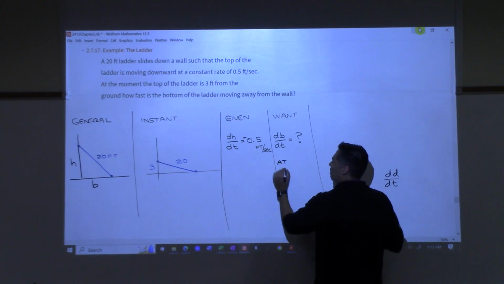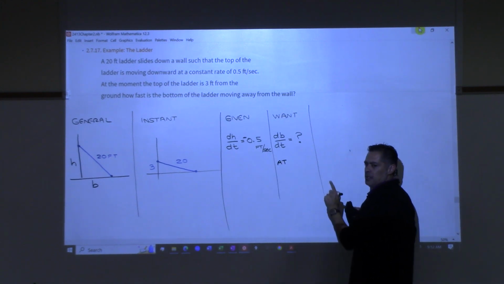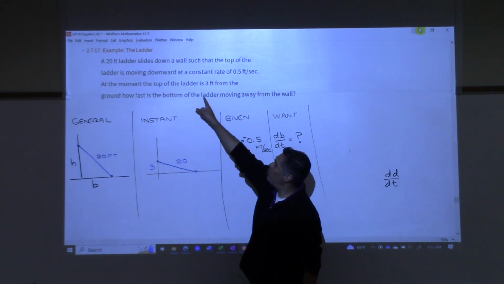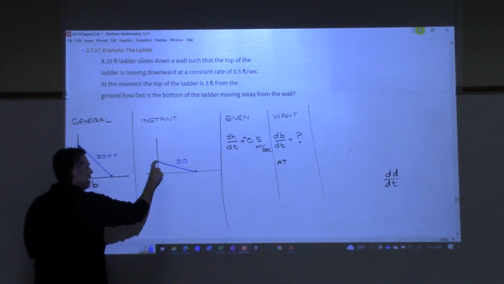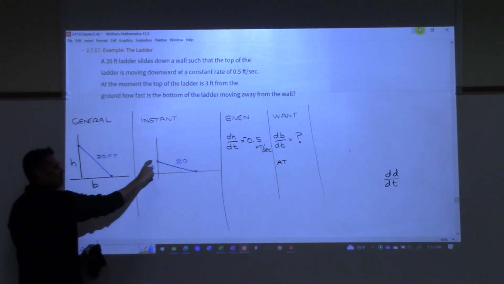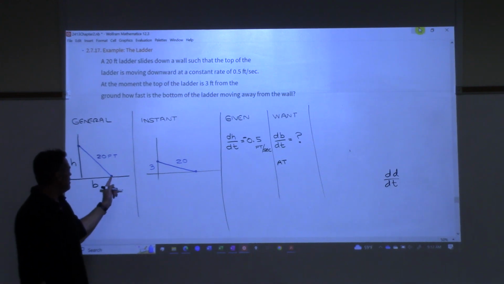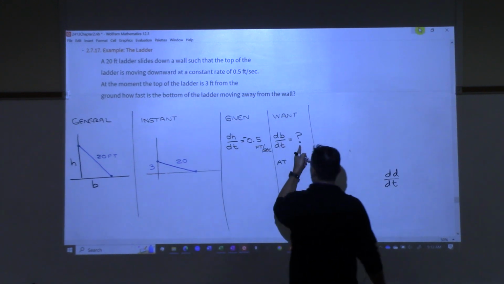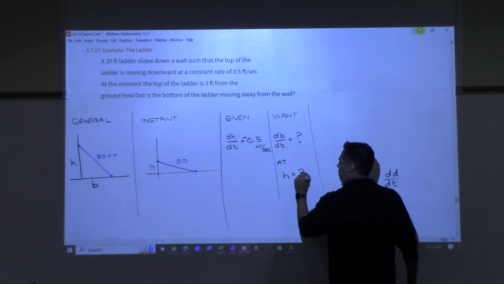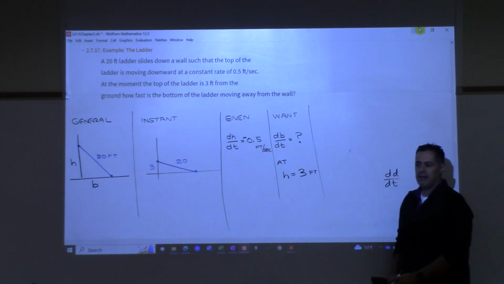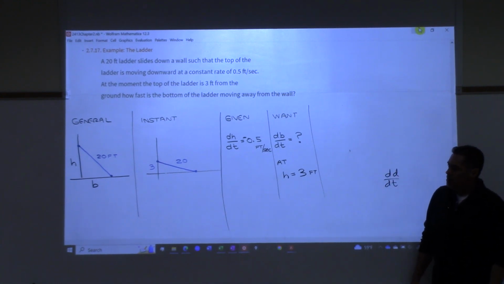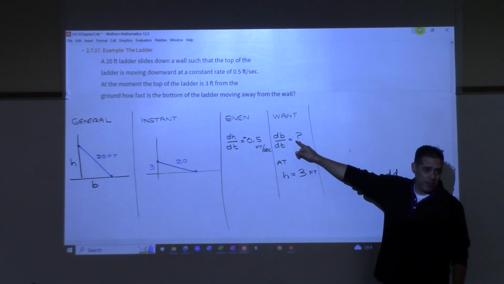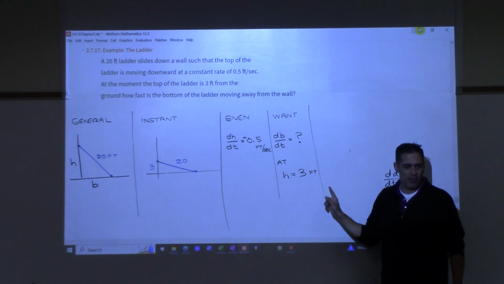At exactly what? At what's 3 feet? H. See, it says when the top of the ladder is 3 feet from here, right? But isn't this always H? So to say that we want to know how fast this point's moving away at exactly this moment is the same as saying what's dB/dt at the moment that H is 3 feet. Okay? We're given the rate of change of H with respect to time. We want to know the rate of change of B with respect to time at exactly the moment that H is 3.